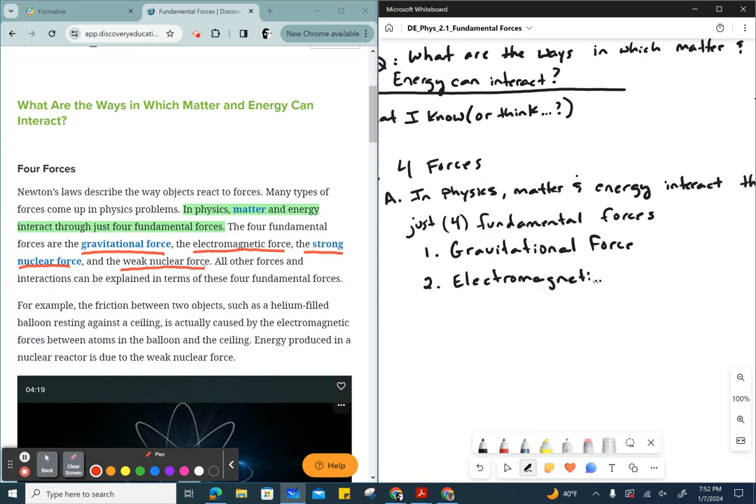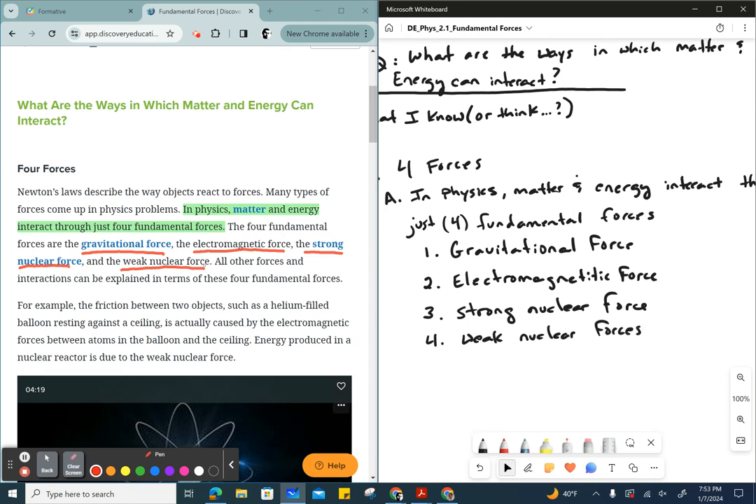Maybe you're thinking about electricity. Maybe you're thinking about batteries, positive and negative charges. Maybe you're thinking about static cling when your socks are sticking to your pants when you pull them out of the dryer. The third one, strong nuclear force, and the fourth one, weak nuclear force.